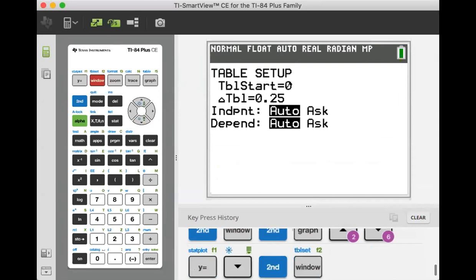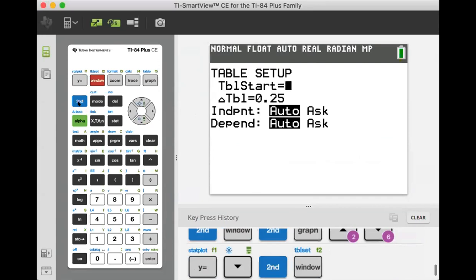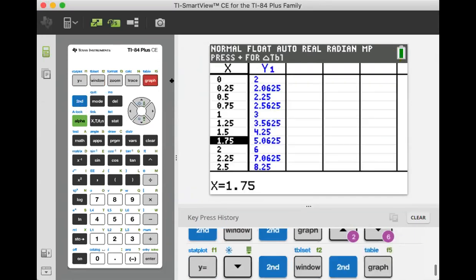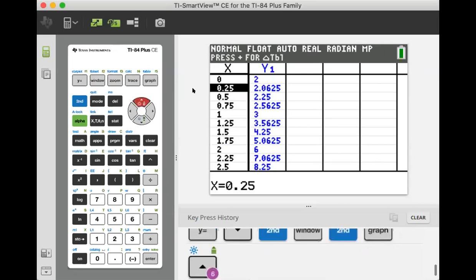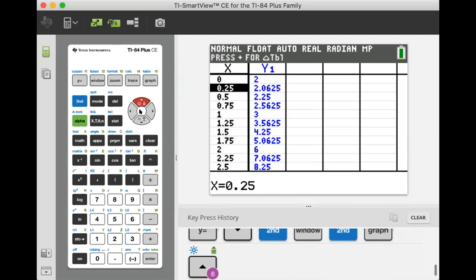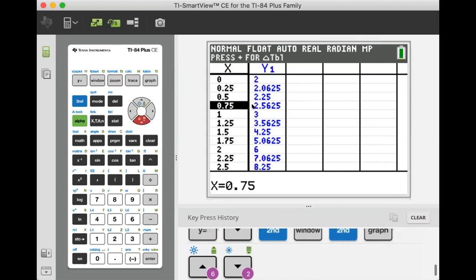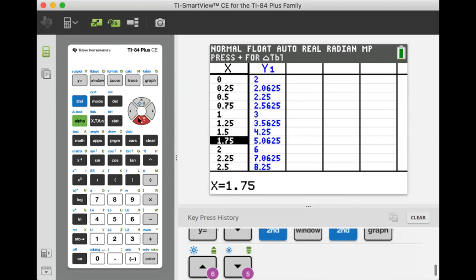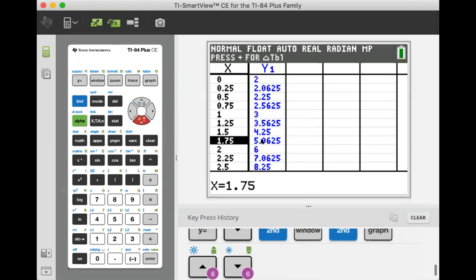And I want to start my table. You can start it at 0. But the important thing is to change the table here by 0.25. So I'm going to put this change table at 0.25 and then look at the table. So I'm going to hit second graph. And then it gives me the values. So f of 0.25 is 2.0625. And then scrolling down to 0.75, I've got 2.5625. 1.25 is 3.5625. And then 1.75 is 5.0625.